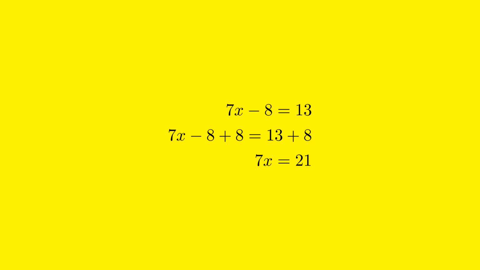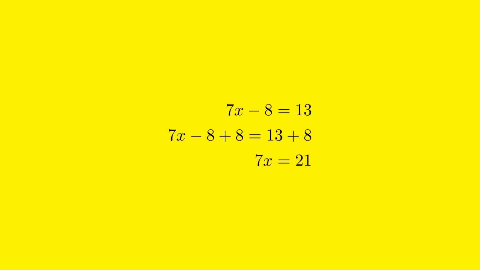An important rule in solving equations is to perform operations to both sides of the equation to maintain balance. To eliminate the minus 8 term from the left side, we need to add 8 to both sides of the equation. When we add 8 to the left side of the equation, the minus 8 and the plus 8 cancel each other out because minus 8 plus 8 equals 0. This simplifies the left side to just 7x.